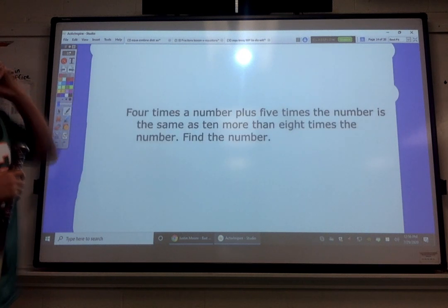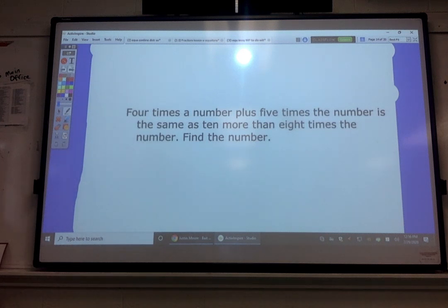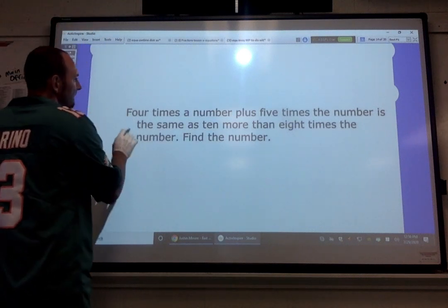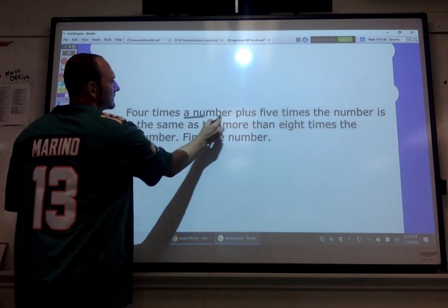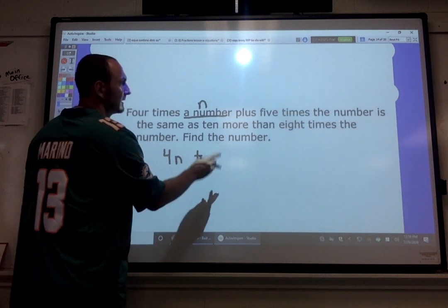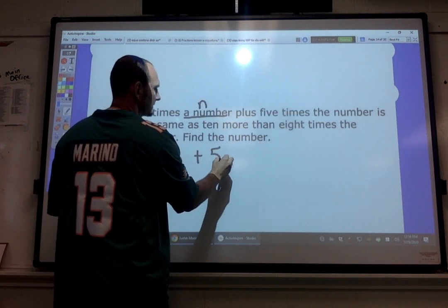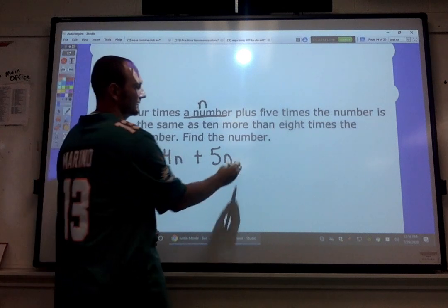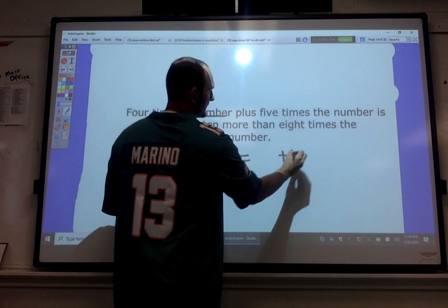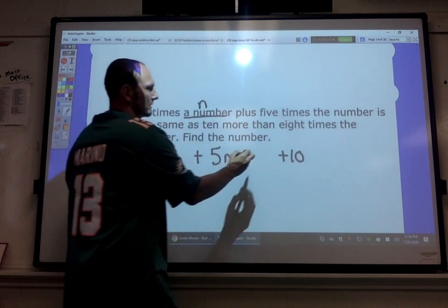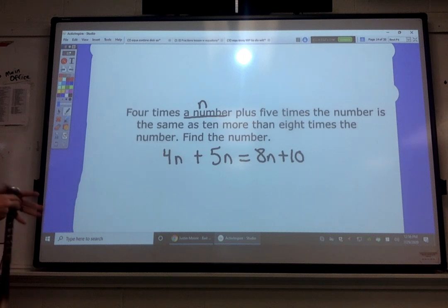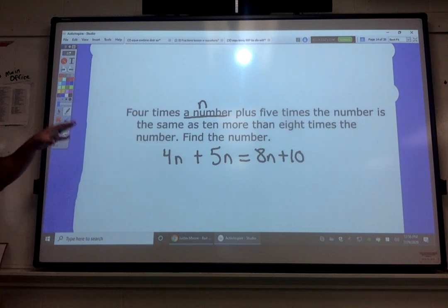Oh, these are so wordy. These are my favorites to teach you how to read slower. When you read something that you can write mathematically, write it down. 4 times a number. A number, I'm going to call it n. So 4 times a number plus, hey, I can put a plus sign. 5 times the number, so 5 times that number, is the same as 10 more than 8 times the number. So with these, I suggest just read it slowly, write down what you get as you go.